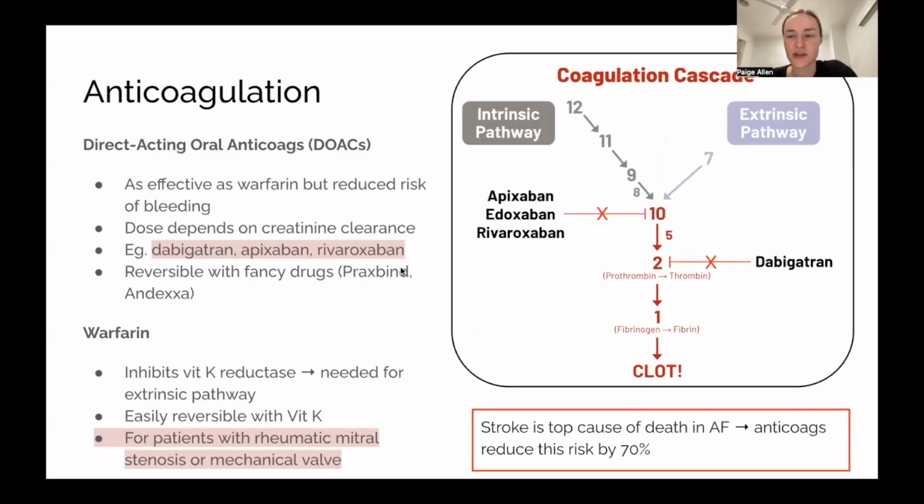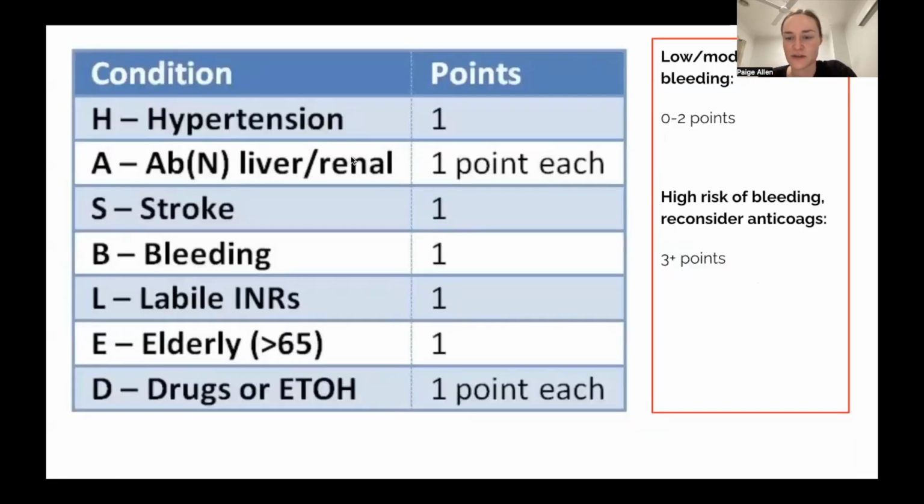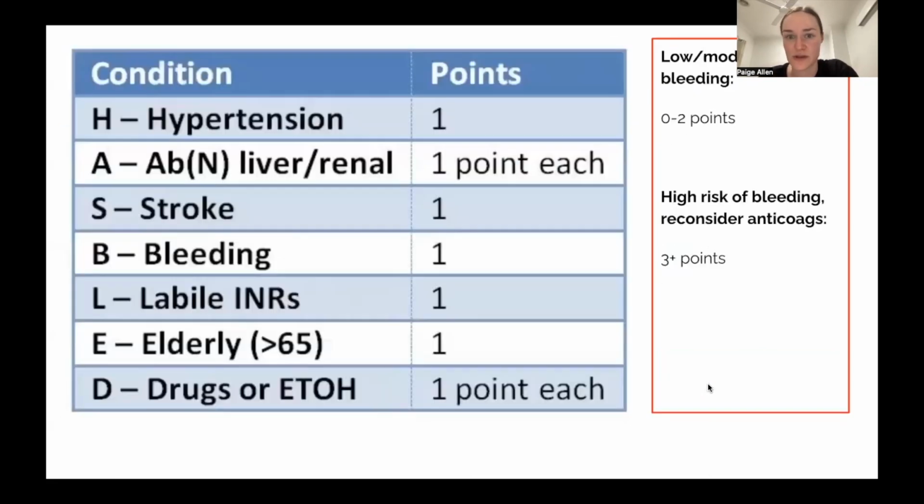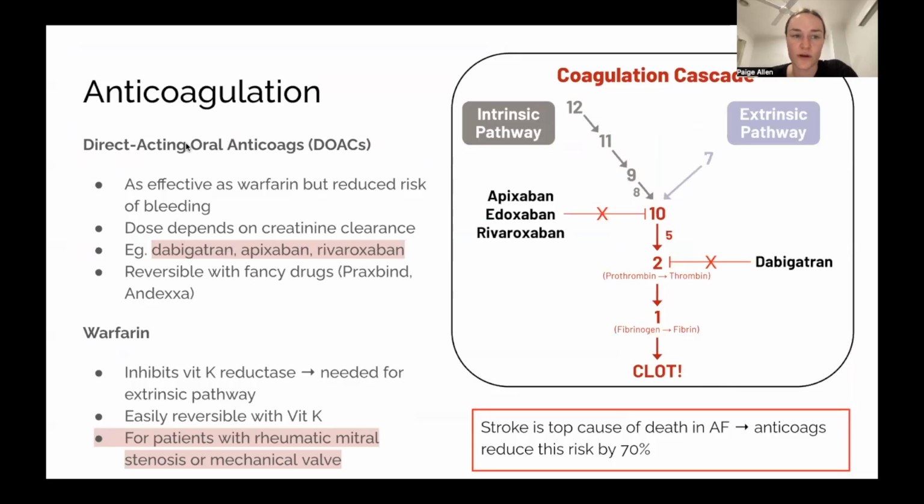All right. In terms of the actual medications that you use, you can use your DOACs, that's your direct oral anticoagulants. So that's the ones that we're talking about when we're using this chart here. Again, if we say yes, you should really anticoagulate them, this is what you use. DOACs are good. They're as effective as warfarin, but they have a lower risk of bleeding, which is why they're generally chosen. But the dose that you give really depends on the creatinine clearance. So in older people, bad kidneys, you have to really figure out what dose they should be on.